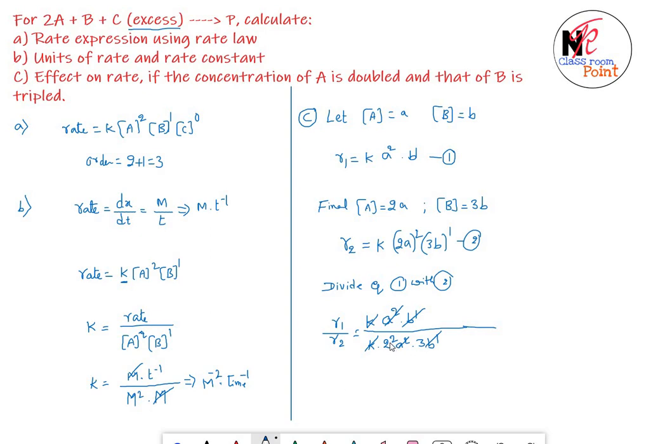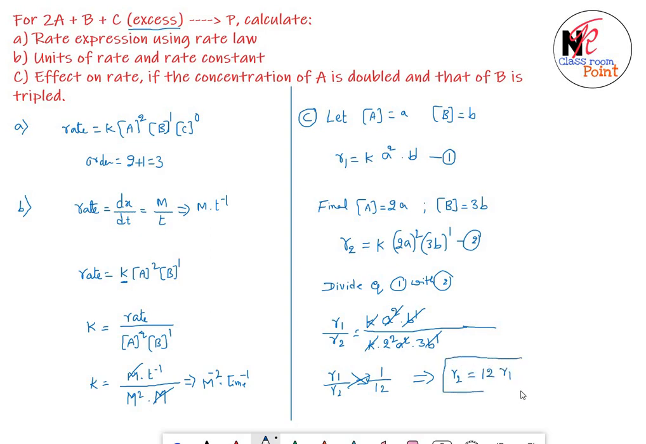This is 2 square, means 4. 4 into 3 equals 12. So R1 divided by R2 is equal to 1 divided by 12. Now just go for the cross multiplication. So finally you shall get R2 equals 12 of R1.